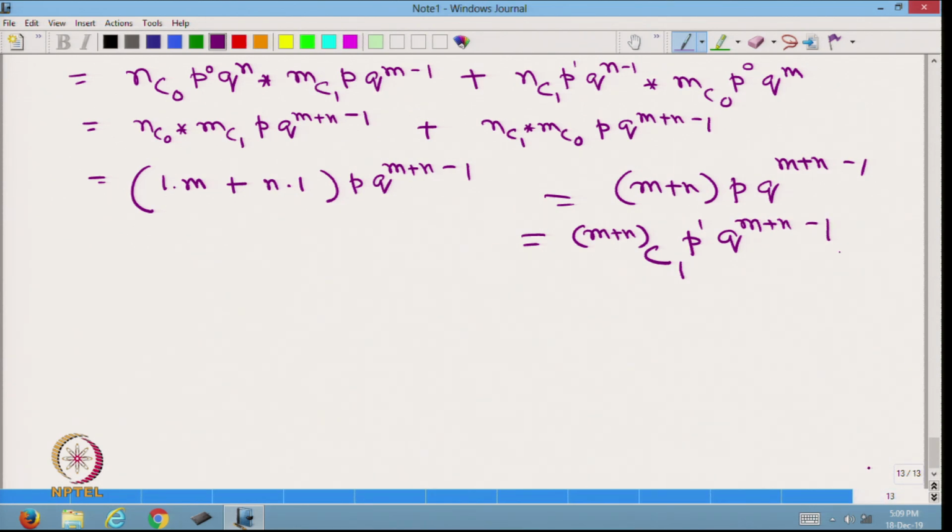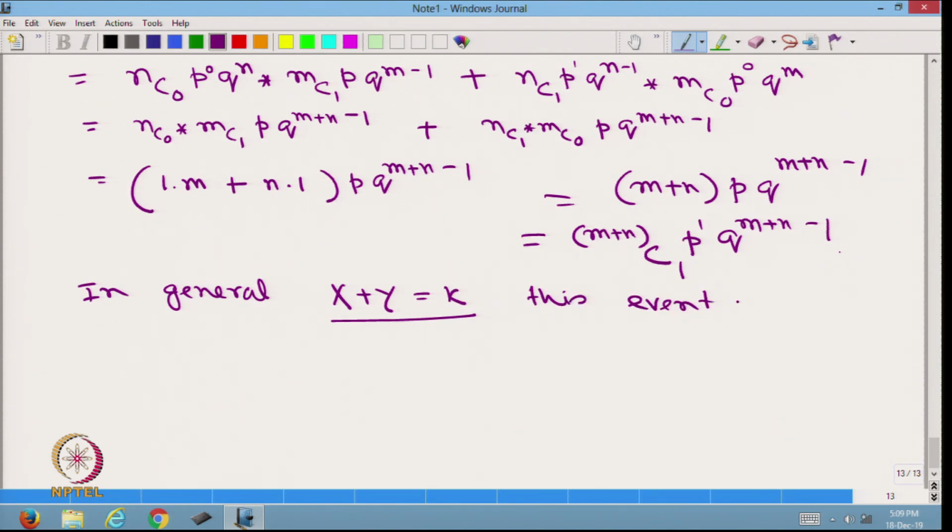In general, x plus y is equal to k. This event can occur if there are zero heads from coin 1 and k heads from coin 2.